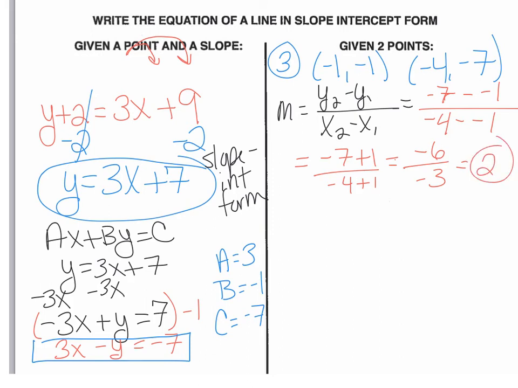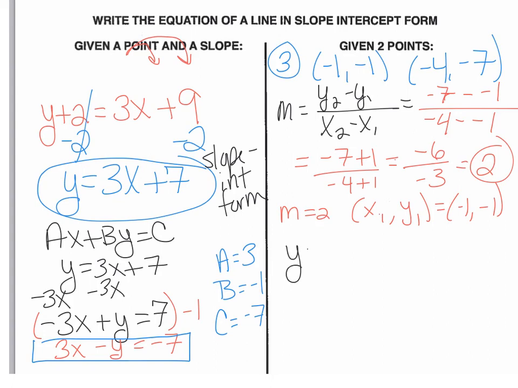So my slope now is a positive 2, and then I can choose either one of my points to fill in for point-slope form. So I'm going to use m equals 2, and x1, y1 is going to be negative 1, negative 1. You will get the same equation if you use negative 4, negative 7. Does not matter. So let's fill in what we have here.